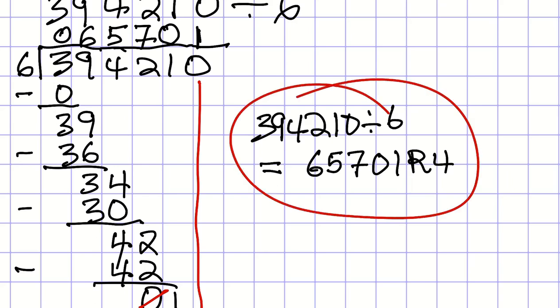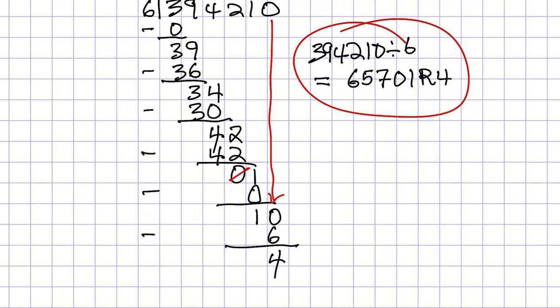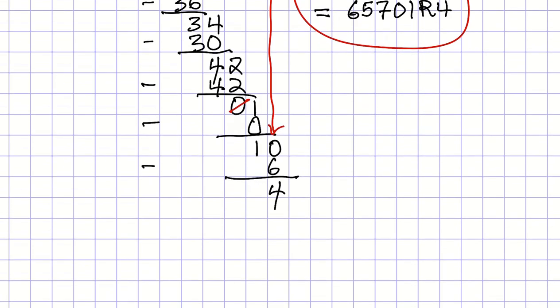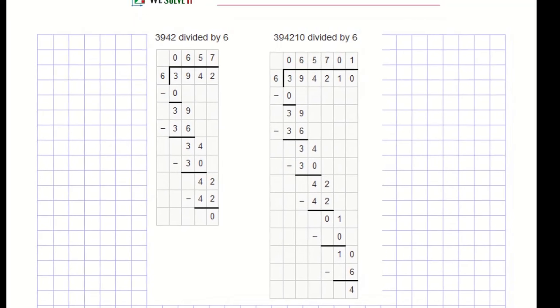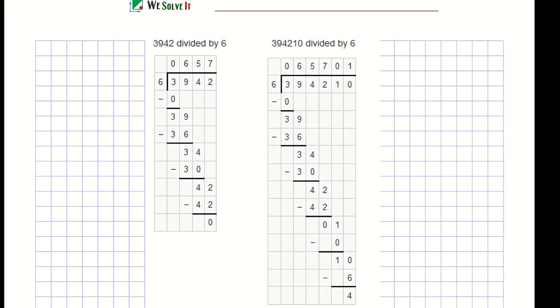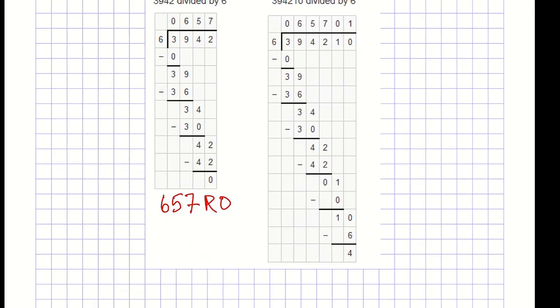Now, what I want you to do is compare these two problems, the one without the 10 and the one with the 10 that I added there. Watch this. When we had 3,942 divided by 6, you see what we got? The result is 6, 5, 7, remainder 0. There's nothing remaining. That's the result you got there.